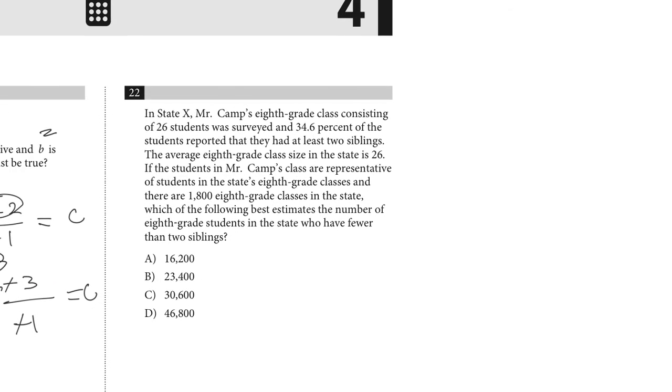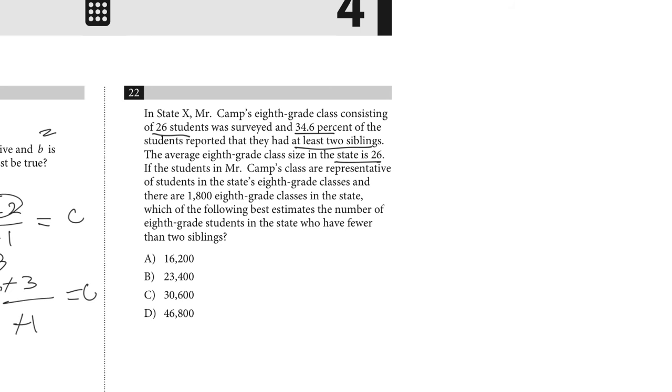A. 22. State X, Mr. Camp's 8th grade class consisting of 26 students was surveyed, and 34.6% of the students reported that they had at least 2 siblings. So 34.6%, only out of 26, 34 had at least 2 siblings. The average 8th grade class size in the state is 26.